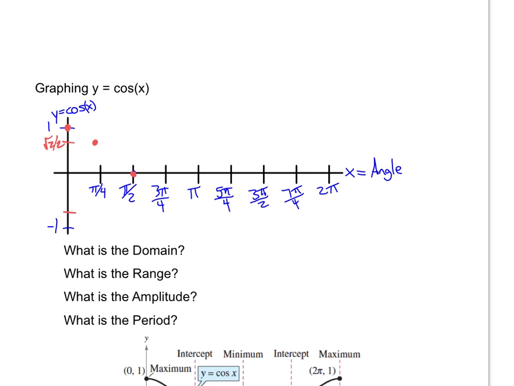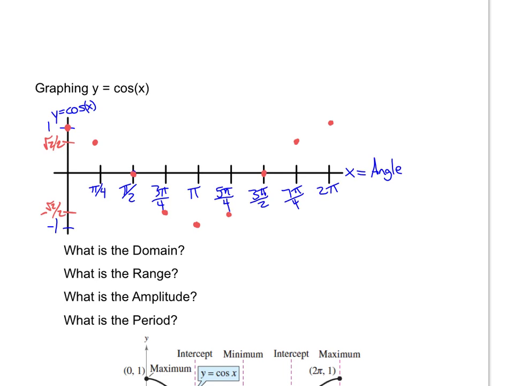Negative root 2 over 2. There we go. Negative root 2 over 2. And how about cosine of pi? Negative 1. Cosine of 5 pi over 4? Negative root 2 over 2. Cosine of 3 pi over 2? 0. Cosine of 7 pi over 4? Root 2 over 2. And cosine of 2 pi?